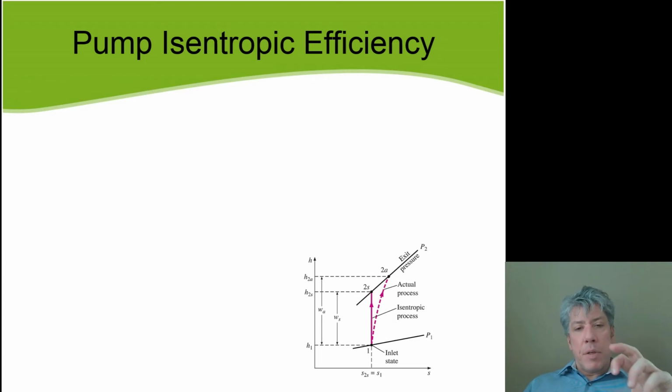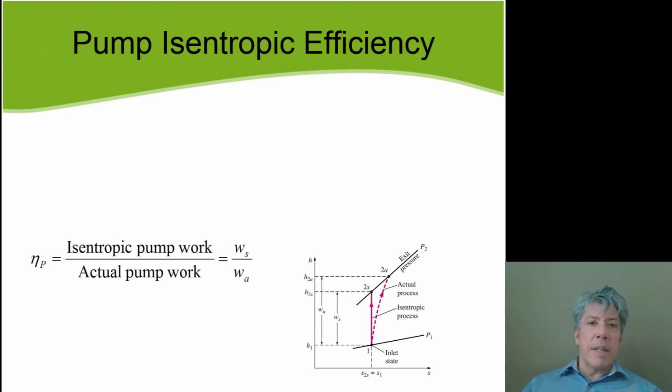And so the enthalpy change across each of the processes from entrance to exit in the real case and the ideal or the isentropic case, they are different, but they are each proportional to the amount of work required in order to raise the pressure of whatever fluid is flowing through the pump.